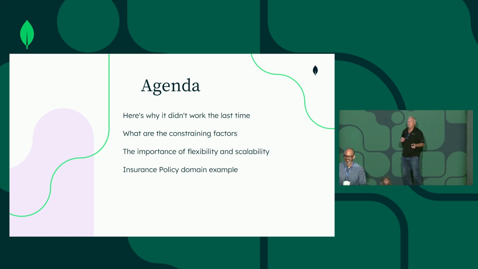And then we're going to look a bit at some of the constraining factors. What does it mean to get off the mainframe? And then the importance of flexibility and scalability in your target solution. That's absolutely key in this. And then finally, we'll look through a policy domain example to see a little bit about what some of those factors turn out to be.